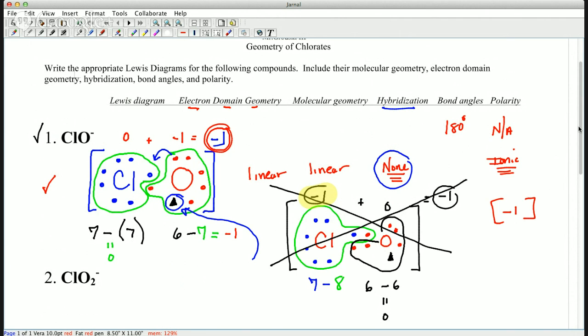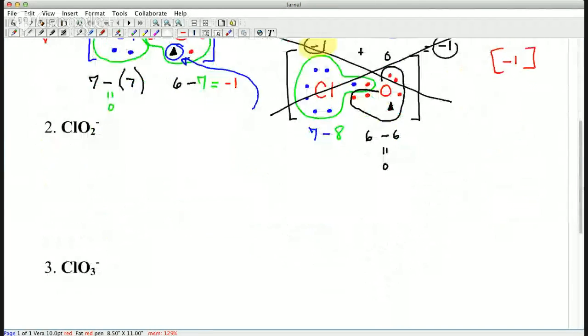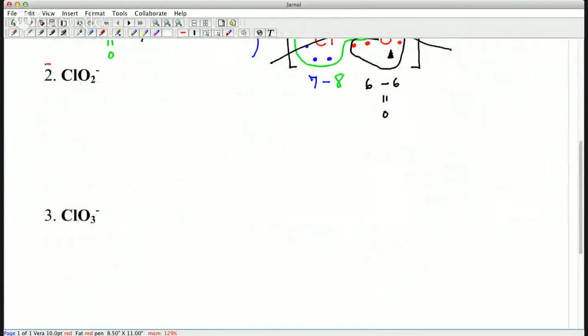Okay? So what I would try to do now is try to do number 2 now, and we'll go over that. And 2 now, if you don't have this worksheet, you're doing ClO2 negative. And this is the chlorite ion. Okay, try that. Use your formal charges, and I will check any messages we have here.